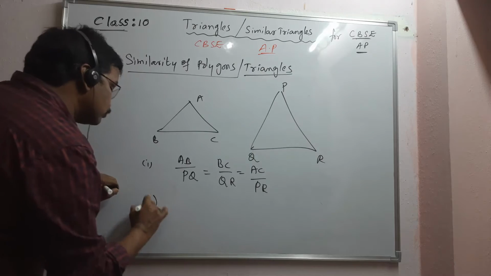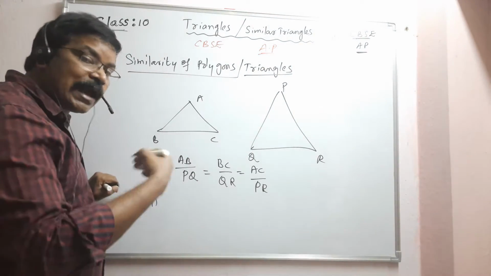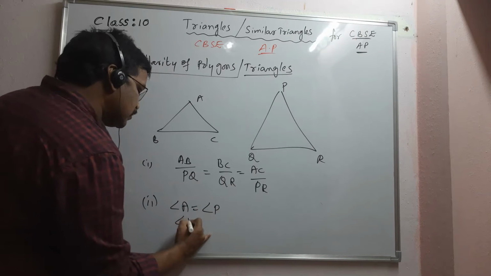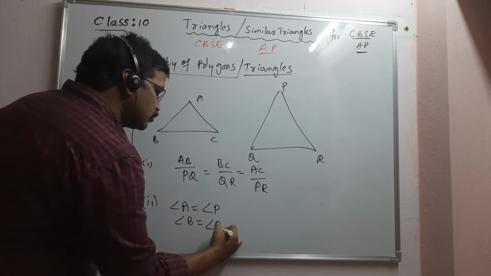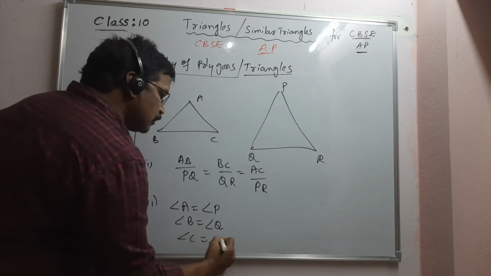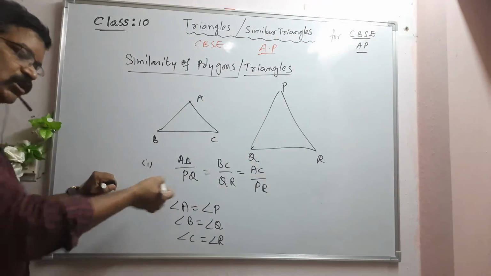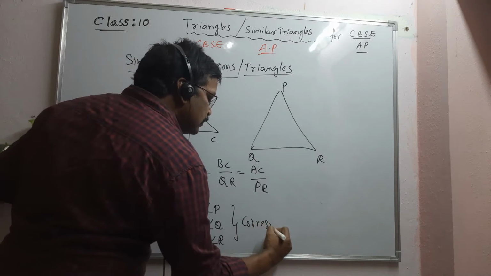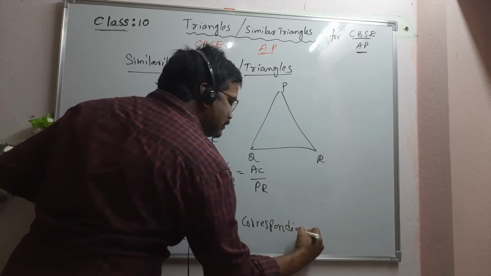and number two, the corresponding angles. What are the corresponding angles? Angle A is equal to angle P. Angle B is equal to angle Q. Angle C is equal to angle R. These are the corresponding angles.